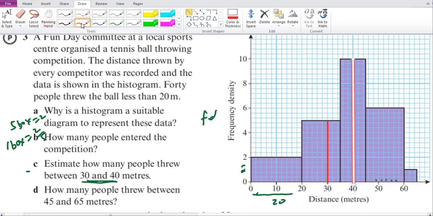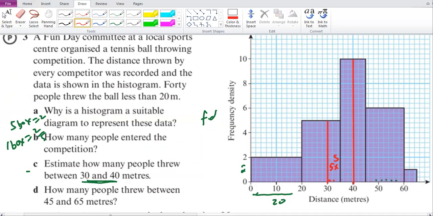So what you should do, calculate, because you have to estimate how many people threw between 30 and 40 meter distance. So in that case, you have to find the area first. First of all, what is the area for this one? Each box is 2, so 2, 4, 5. So this is 5 by, what is this one? We already found that was 5, yes, 5 by 5.